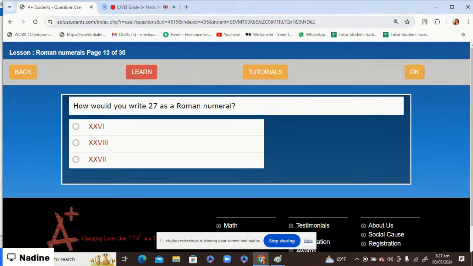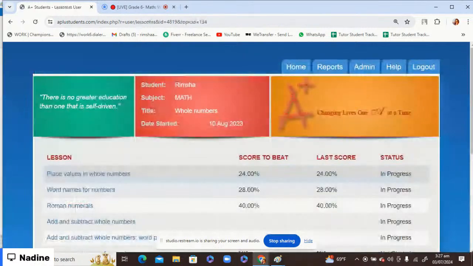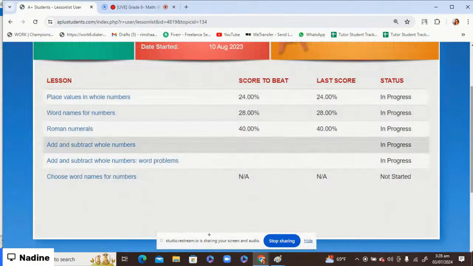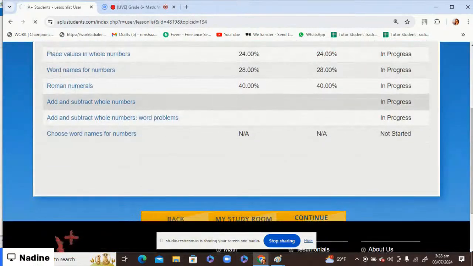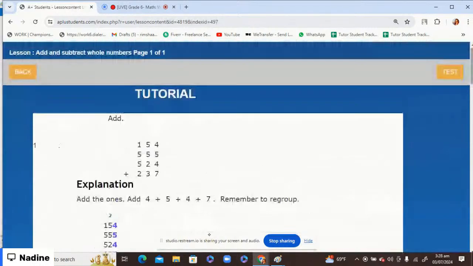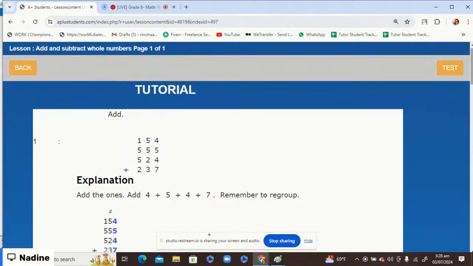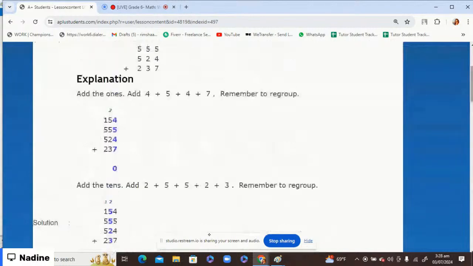So now, I hope you guys understand this lesson and solve the rest of the test questions by yourself. Okay. Now let's do the next lesson. Add and subtract the whole numbers. So here we're going to add all the numbers firstly, and then we check one by one. Okay, now let's do it. So here is the question. Let me just write 154.